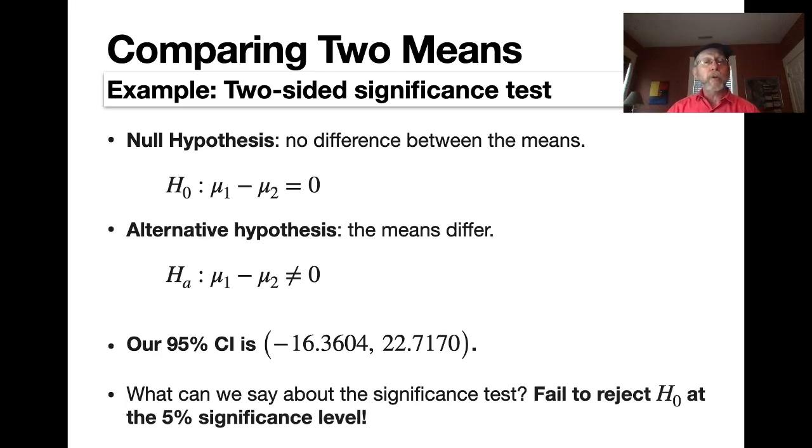So therefore, we can conclude that we would fail to reject the null hypothesis at the 5% significance level. That's because, again, the hypothesized value that the difference in means is 0 turns out to be totally plausible at the 95% confidence level, so we would fail to reject it at the 5% significance level. So this correspondence between confidence intervals and two-sided significance tests continues to hold in two sample problems.